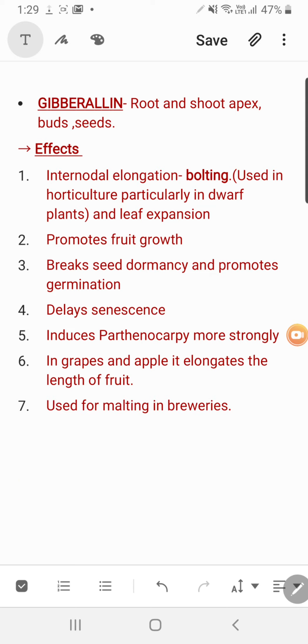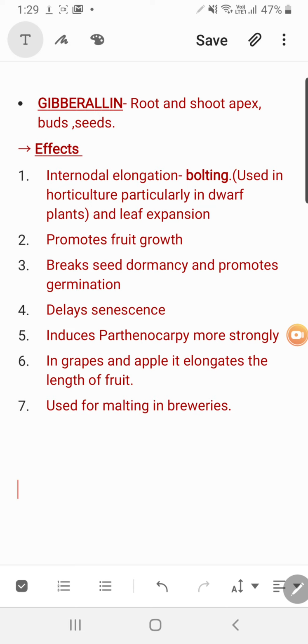Generally, it is gibberellic acid, so you write it as GA, GA1, GA2, GA3, but the most important one, which is actually studied to a higher extent, is GA3, right? The location of gibberellic acid: it is present at the root, at the shoot, and the shoot apex, buds, the apical buds, the small leaves which are just blooming out, and the seeds, right?